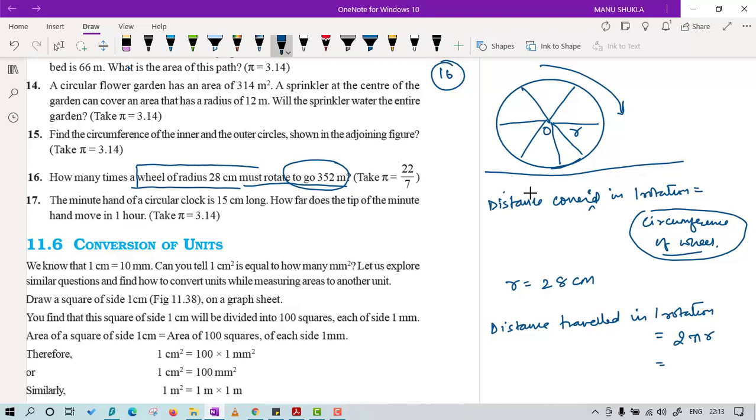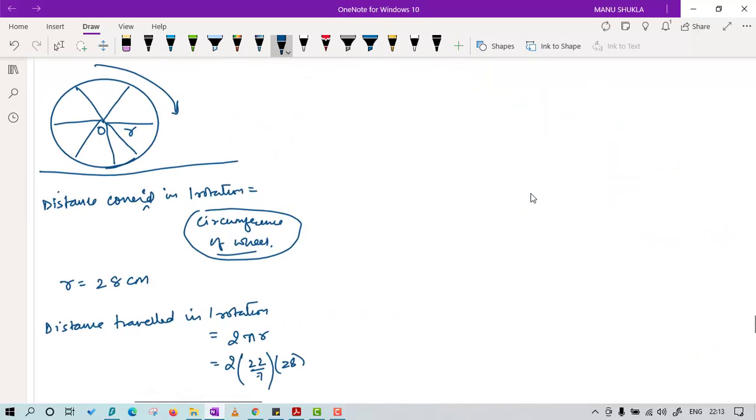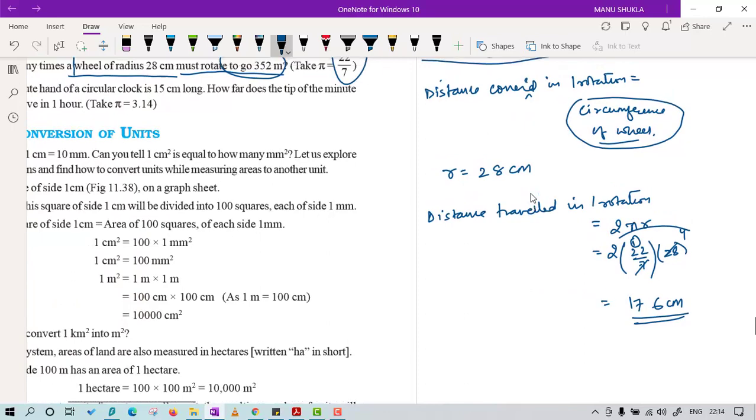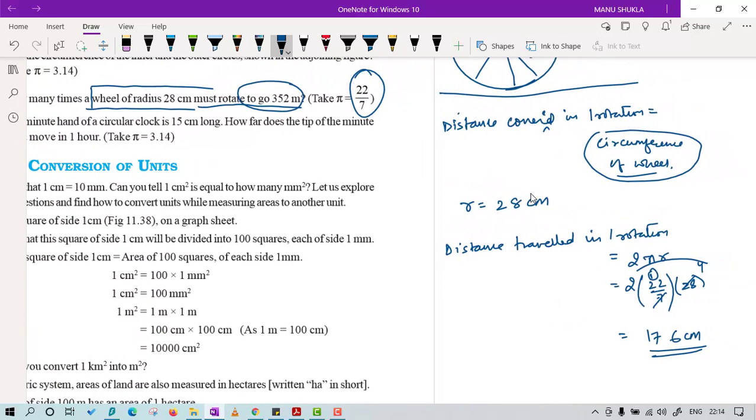Put the value. We have to use pi equal to this value. R is how much? R is 28 centimeters. So let's see. 7 4s are 28, 2 4s are 8, 8 2s are 16, 16 plus 1 is 17. So this is the distance traveled by the cycle or the wheel in one rotation. Now kindly see what they are saying. They are asking how many rotations it will take to cover this much distance. Now let's write.